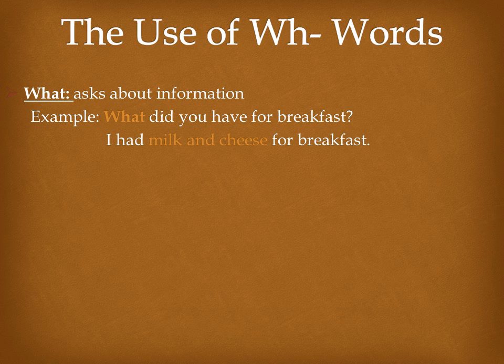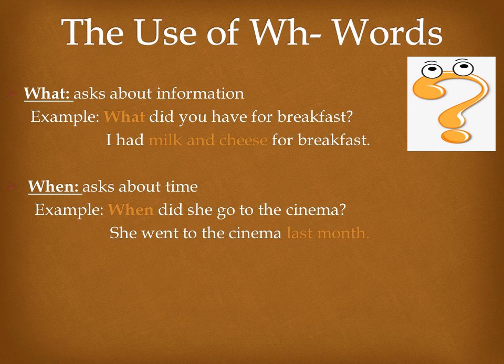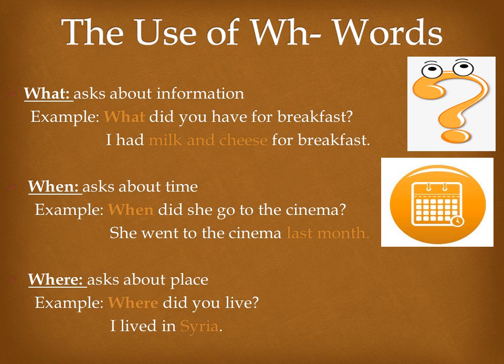Number one is what. What is used to ask about information. Example, what did you have for breakfast? I had milk and cheese for breakfast. Number two is when. When is used to ask about time. Example, when did she go to the cinema? She went to the cinema last month.